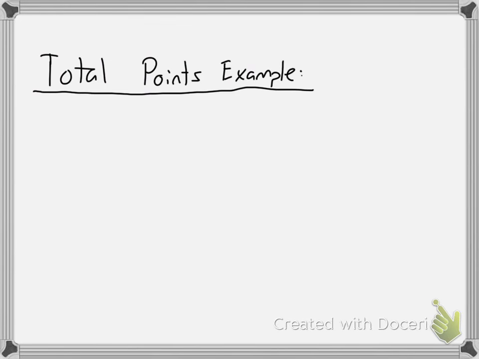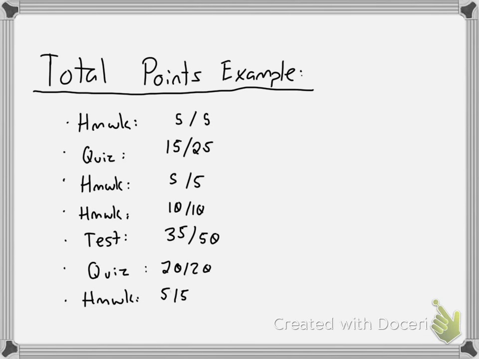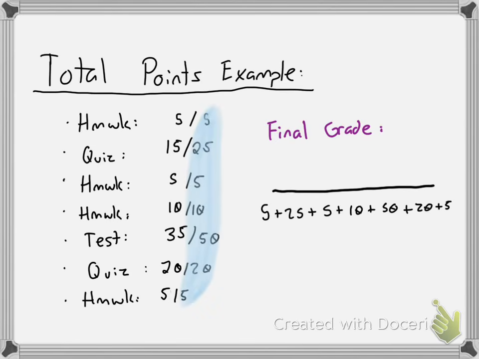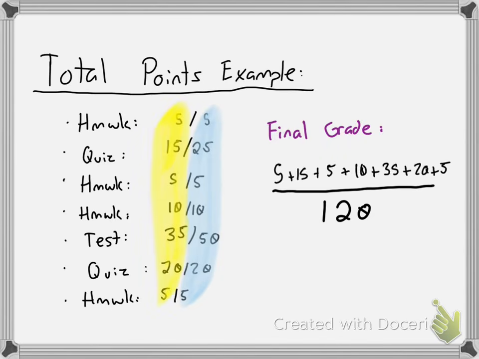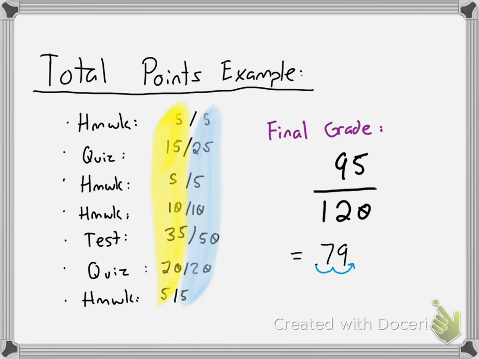So let's say I'm taking a class and these are the grades that I have so far. If I wanted to figure out what my grade was at this point in time, I am going to add up all of the possible points, which here is 120, and I'm going to figure out how many points I've earned so far, which is 95. My final grade would just be my points divided by the total possible points that I could have earned, which here would be 0.79, which equates to a 79%.